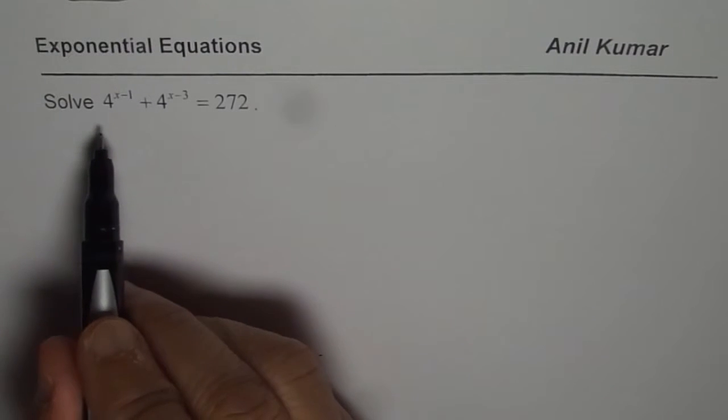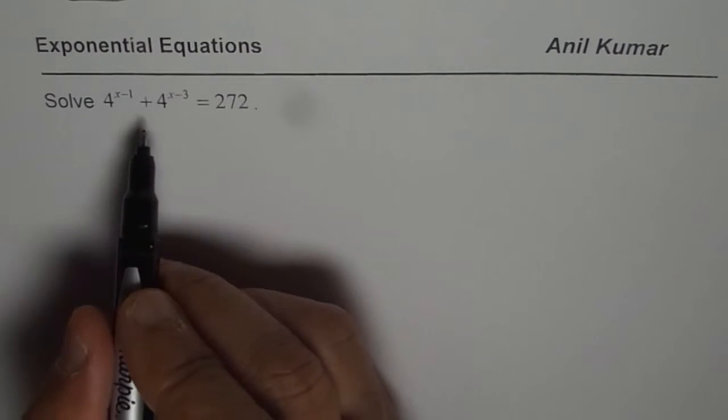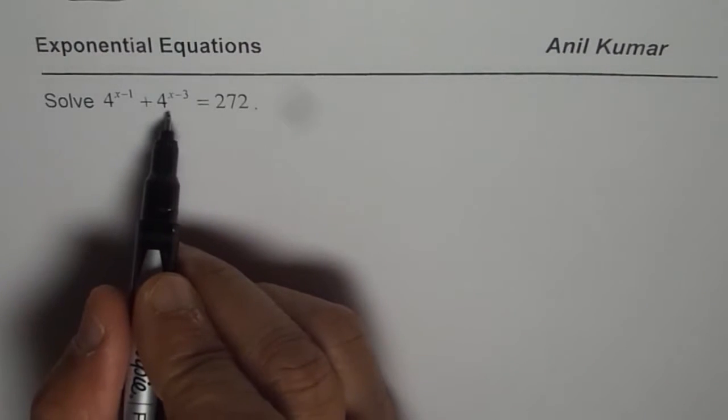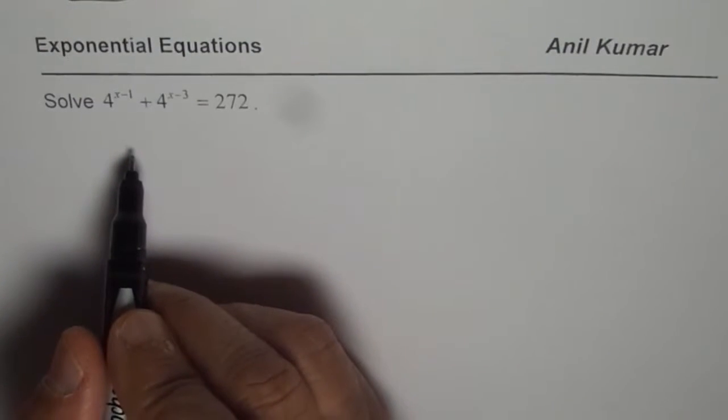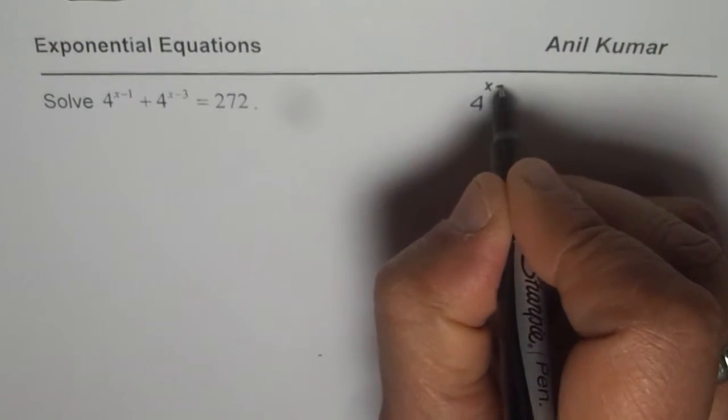The question is 4 to the power of x minus 1 plus 4 to the power of x minus 3 equals 272. Now, in this, can we factor it? This is what you have to think about. And also, what do you mean by 4 to the power of x minus 1?